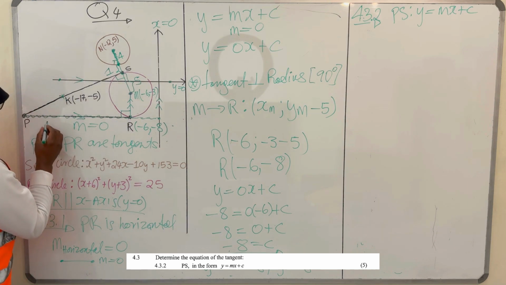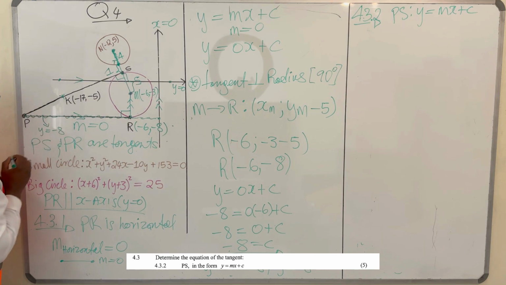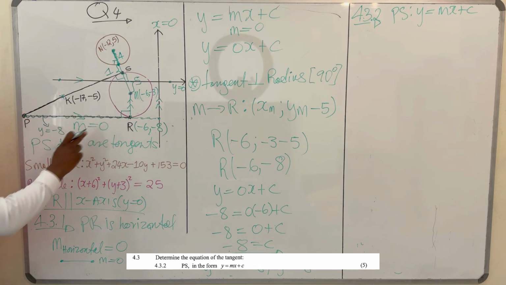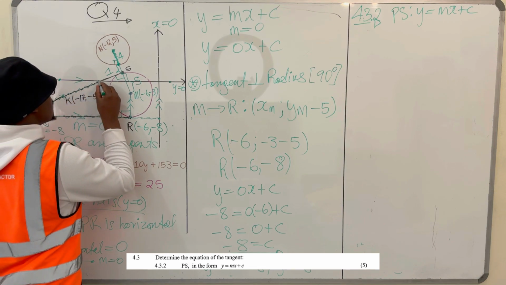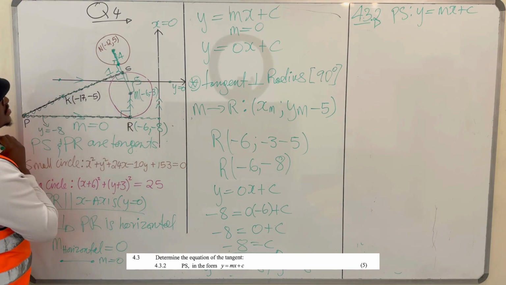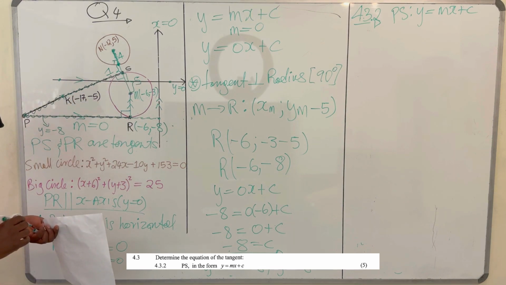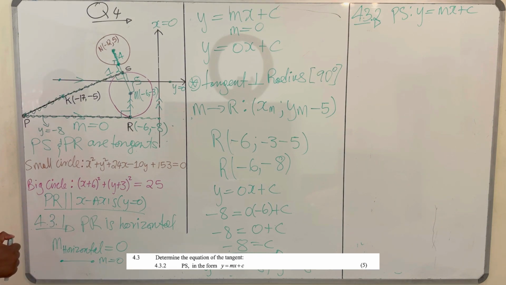Maybe let me write it here: y = -8. This is the equation of the tangent PR. So now they want the equation of the tangent PS, the equation of this tangent. So, how are we going to find this?